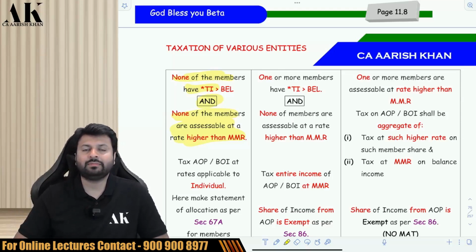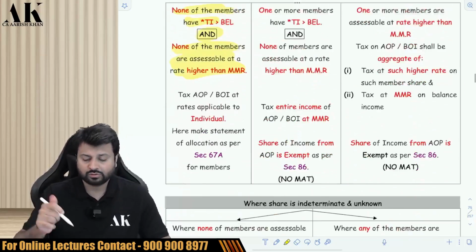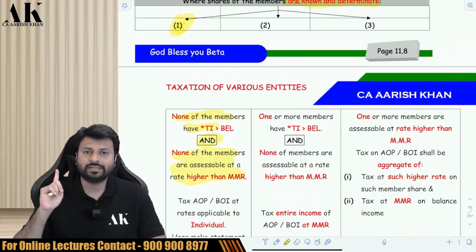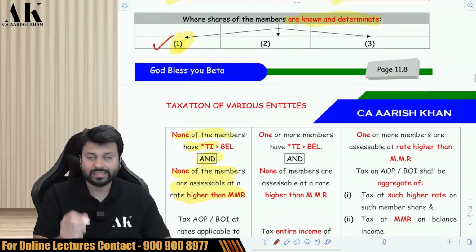What is MMR? MMR is 42.744%, as you can see over here on the next page. So they are telling us that none of the members should be chargeable at a rate higher than MMR, and there is only one person in this country who is chargeable at a rate higher than MMR, and that is a foreign company.